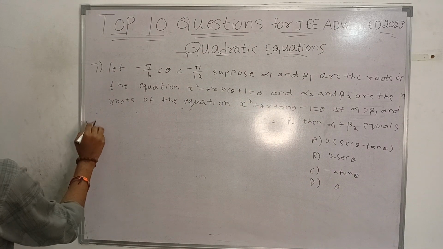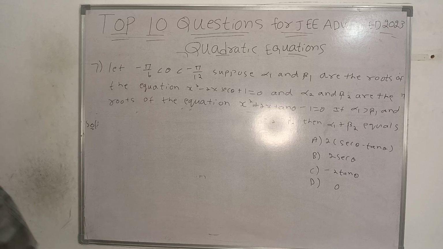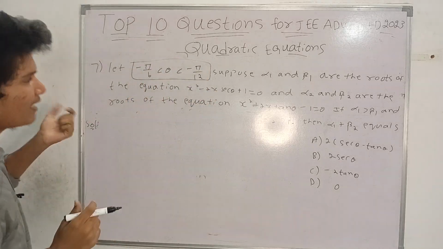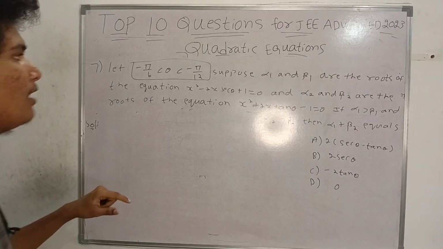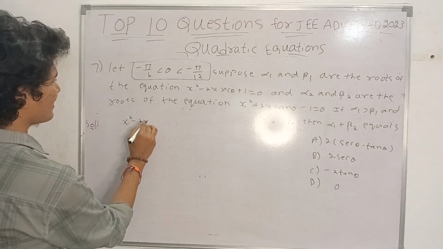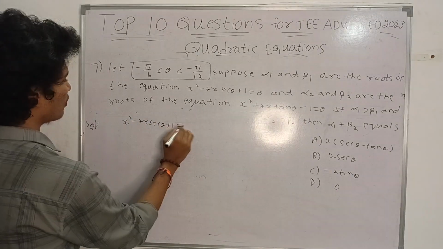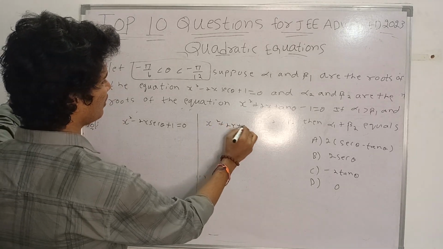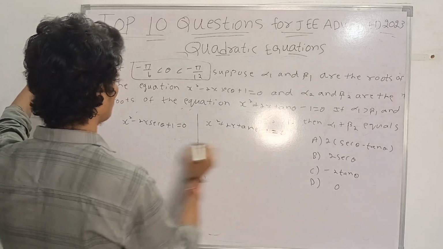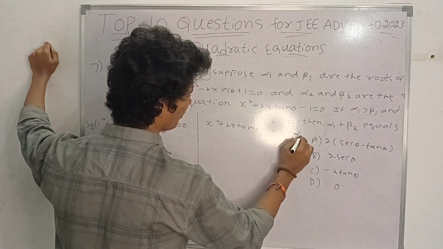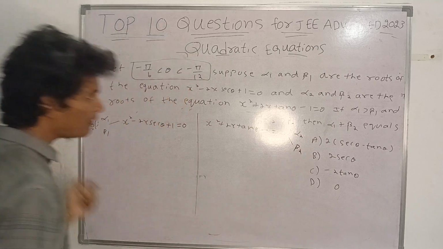Simply observe guys what they are saying. They given the range for theta. The range is this. Theta lies in the interval minus pi by 6 to minus pi by 12, and they given an equation x square minus 2x secant theta plus 1 equal to 0. This is one equation, and they given another equation x square plus 2x tan theta minus 1 equal to 0. For this they given alpha 1 and beta 1 are the roots, and for this they given alpha 2 and beta 2 are the roots. Simply observe guys, alpha 1 greater than beta 1.